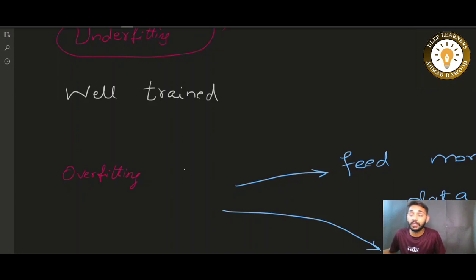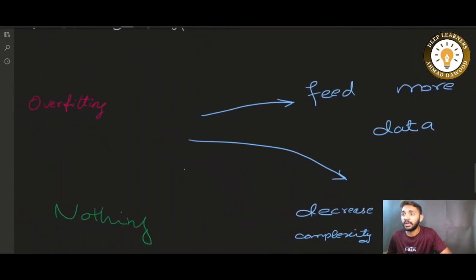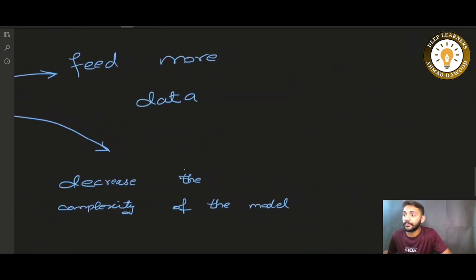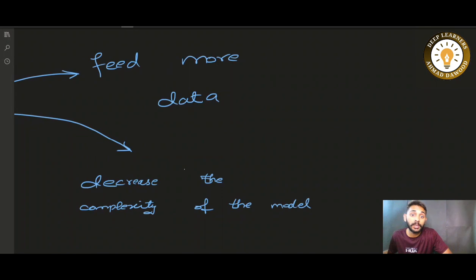The second option is that your model is overfitting due to the complexity of your model. You are using a very complex model during your training, and that's why your model is trapped in overfitting. So you have to decrease the complexity of your model to avoid overfitting. How we can decrease the complexity of the model, we will discuss in a future session.